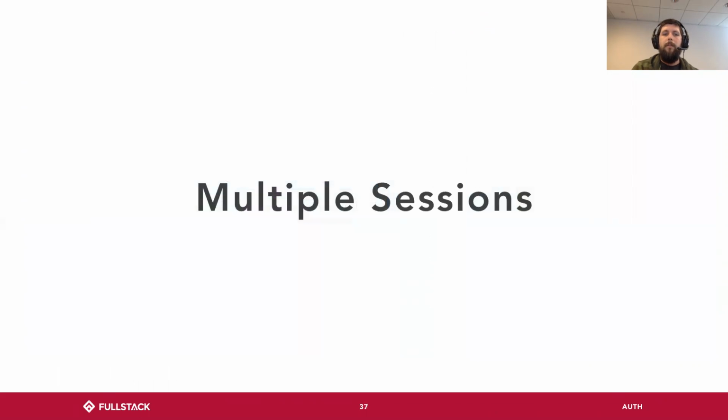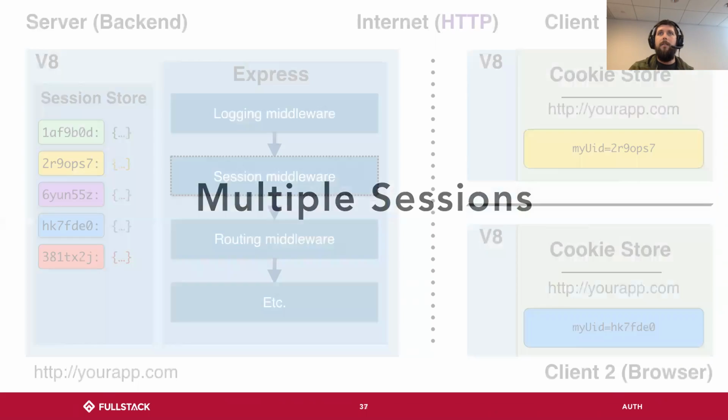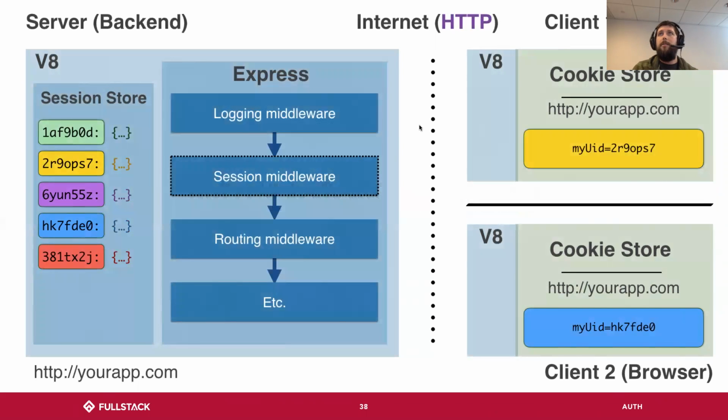Cool. So let's look at what this looks like when we have many different browsers that are making requests. It's not too much different, just that they each get their own session and session ID. So here we've got two browsers now. We've got client 1, which is a browser of its own, and then we have client 2.